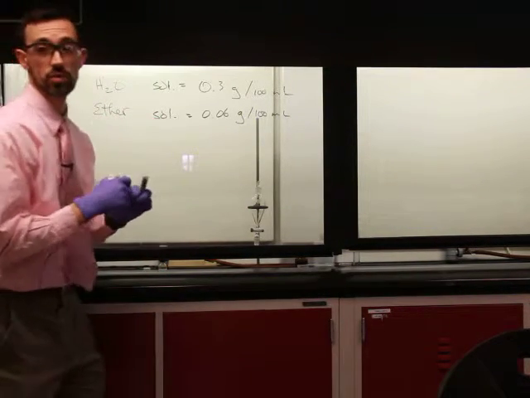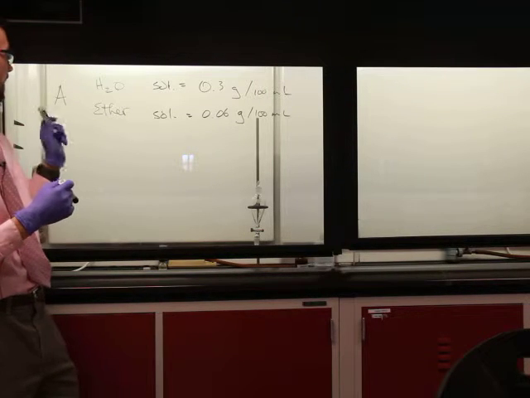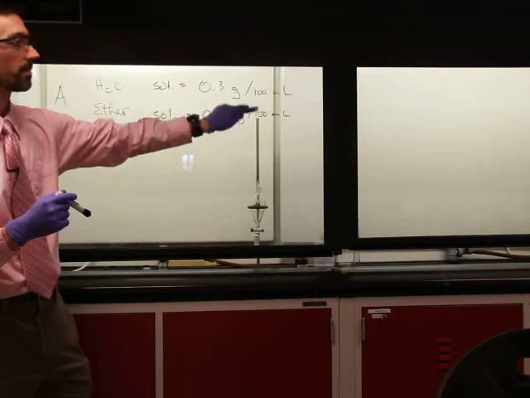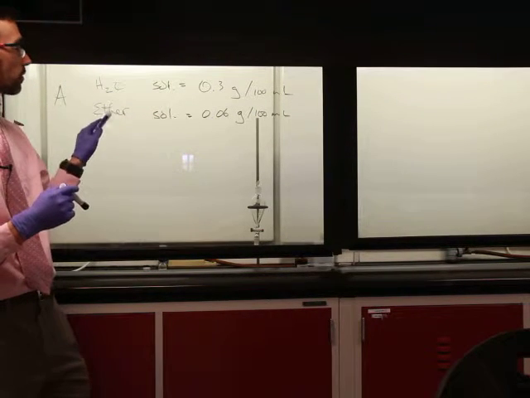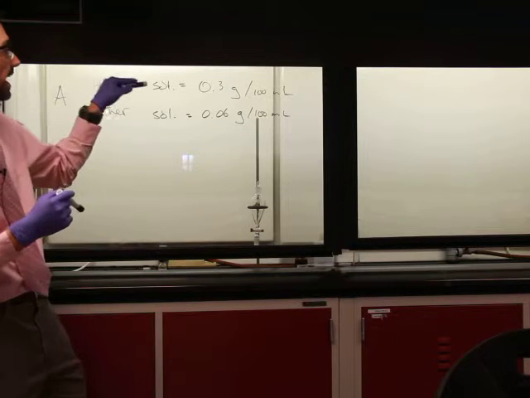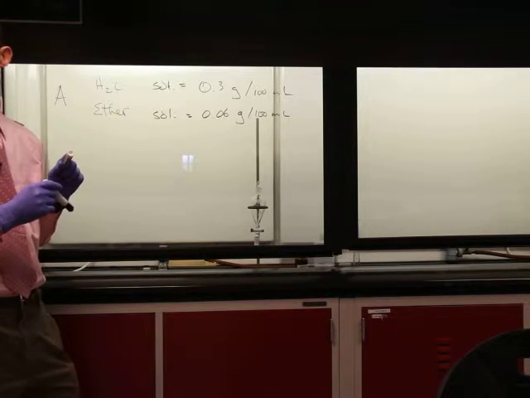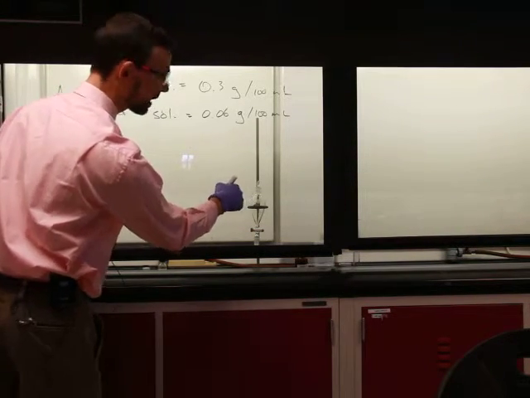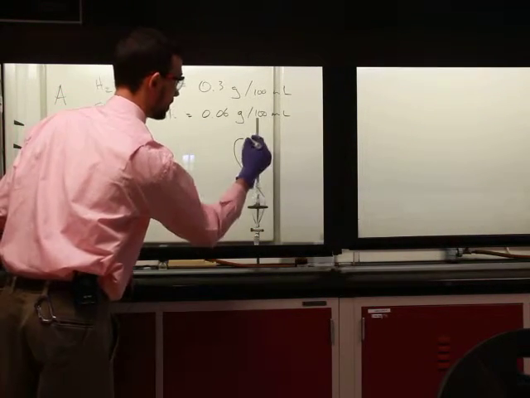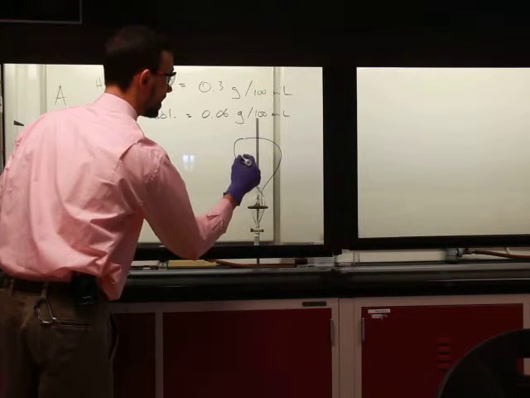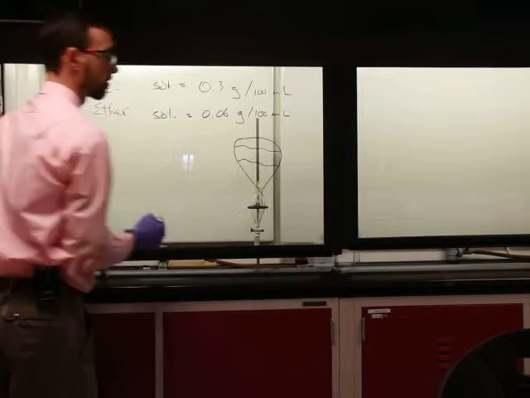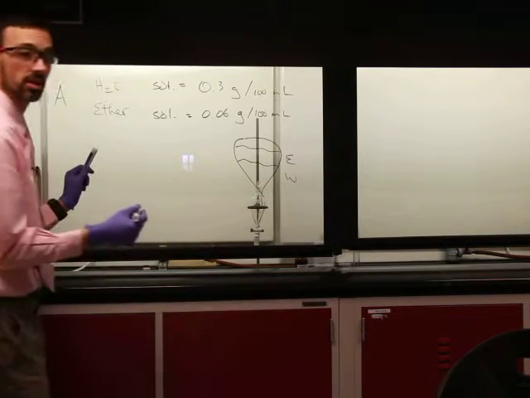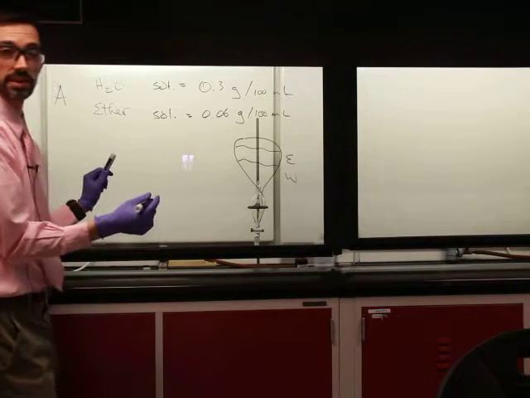So right away from these two numbers, we can tell that A is more soluble in water, right? On the same volume level, 100 milliliters of water or ether, we can get more A to dissolve into the water, all right? Now ether and water don't mix, so if we put them into that separatory funnel right there, they would separate from each other, with the ether being on the top and the water being on the bottom, because the water is more dense.